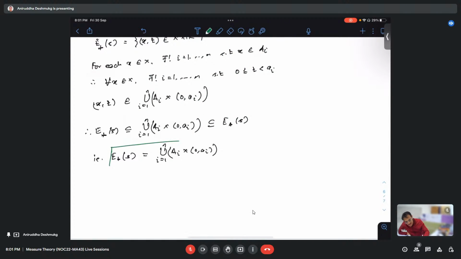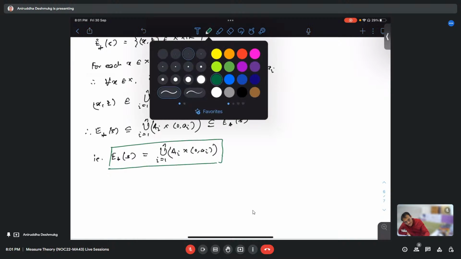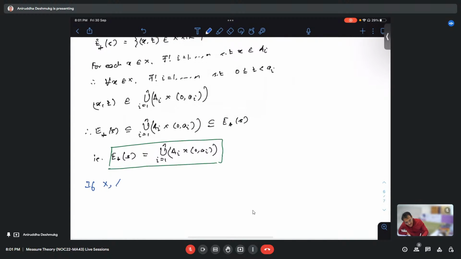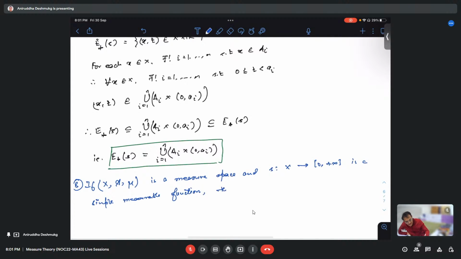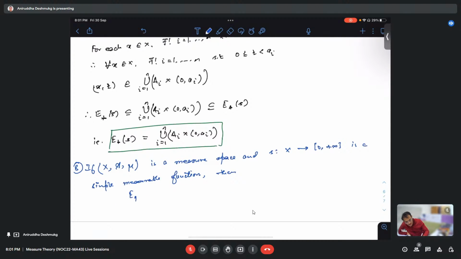Let me just mark this. So what does it mean? If (X, A, mu) is a measure space, and let me write it B here, and S from X to 0 infinity is a simple measurable function, then E lower star S is inside A cross the Borel sigma algebra of R.